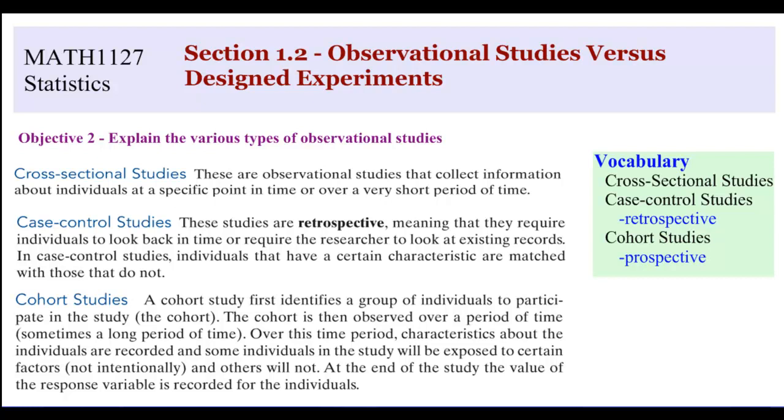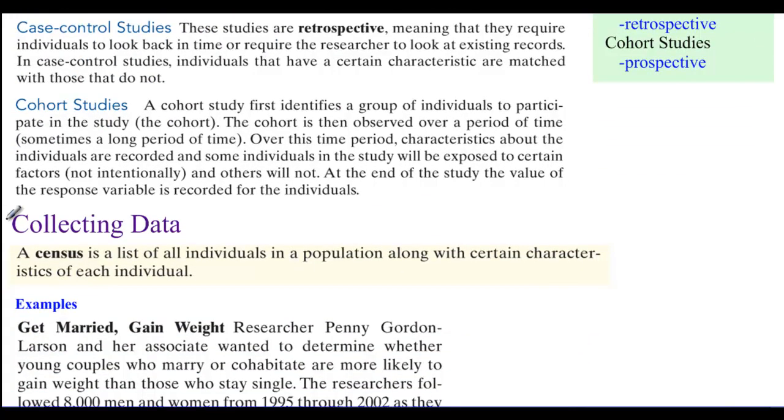Cohort studies. A cohort study first identifies a group of individuals to participate in the study, so that's the cohort, and then the cohort is observed over a period of time, sometimes a really long period of time. Over this period of time, characteristics about the individuals are recorded, and some individuals in the study will be exposed to certain factors unintentionally, and others will not. At the end of the study, the value of the response variable is recorded for the individuals.